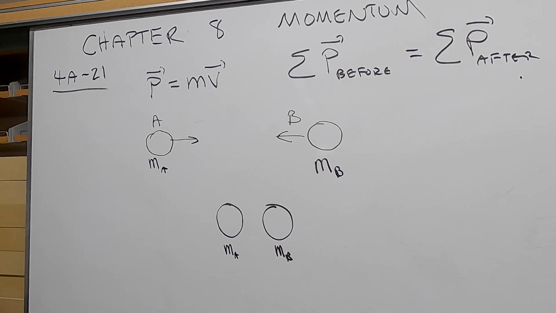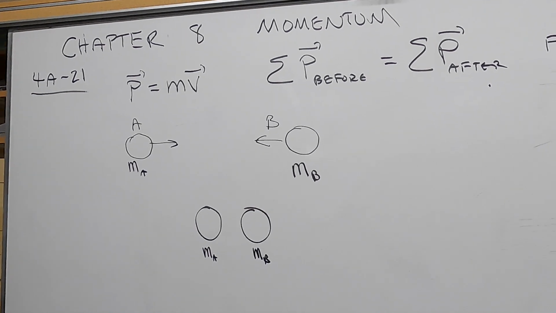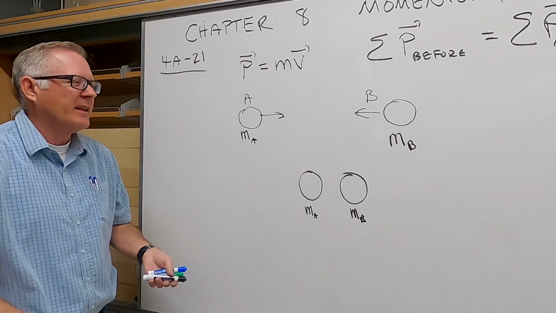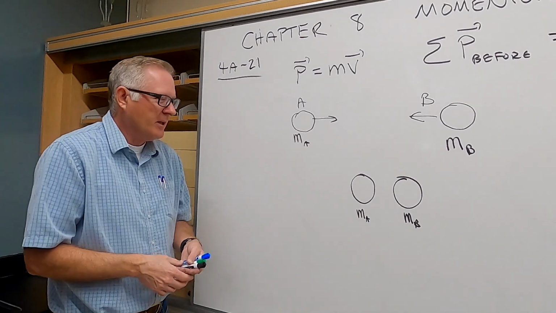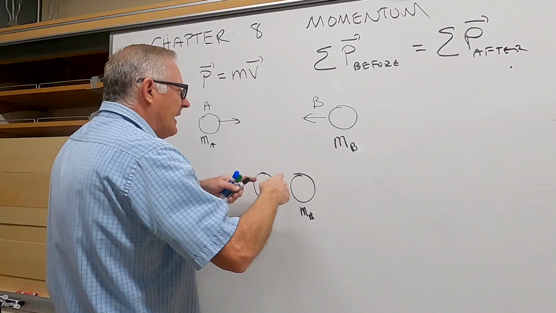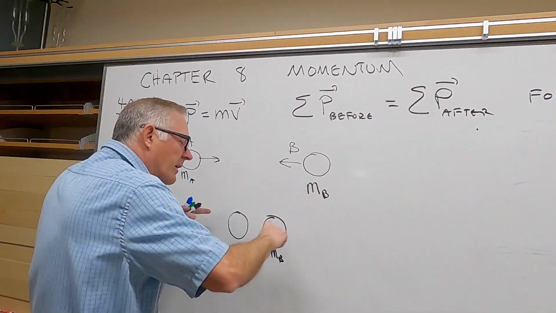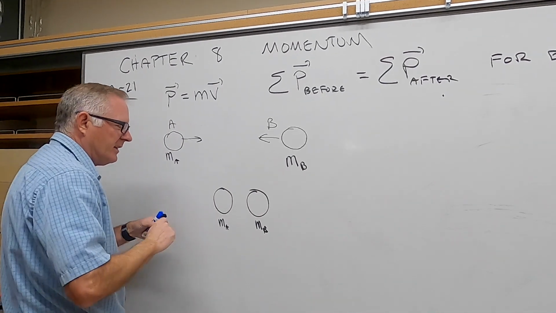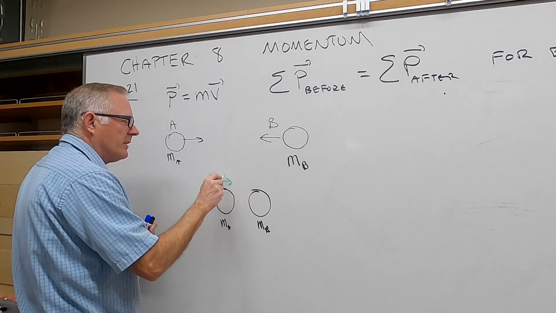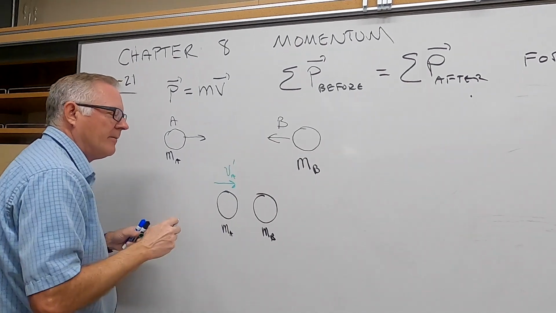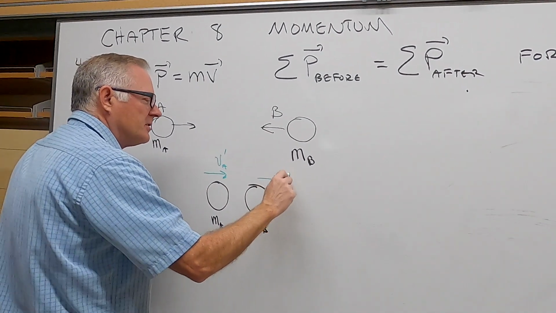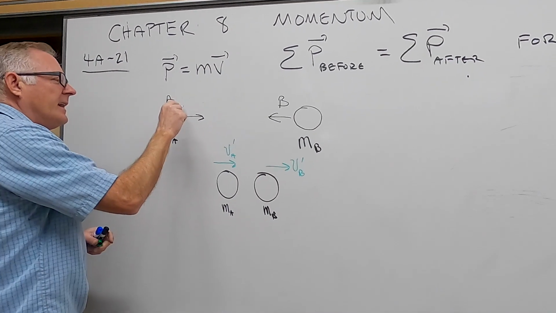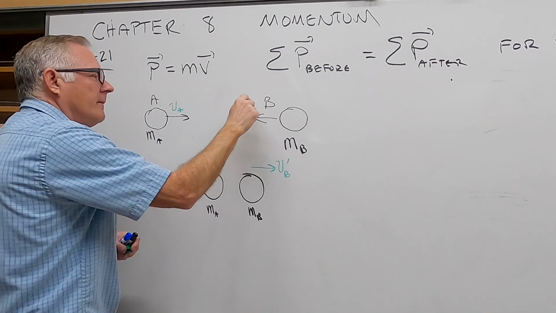But what do we do when we don't know which way they're going? Well, then we just guess. That's what we do in the whole class. We just guess. If we get a negative, it's the opposite way we thought. So I don't know which way. We could say it went back to back, or we could say they're both going in this direction. Maybe I'll say they're both going in that direction. So after the collision, we'll say that this one's going this way with the speed VA prime, and this one's going with the speed VB prime right here. And this was VA, and this was VB.